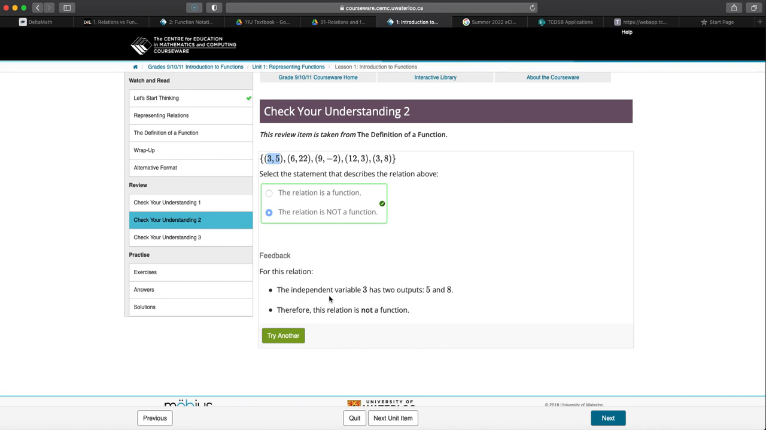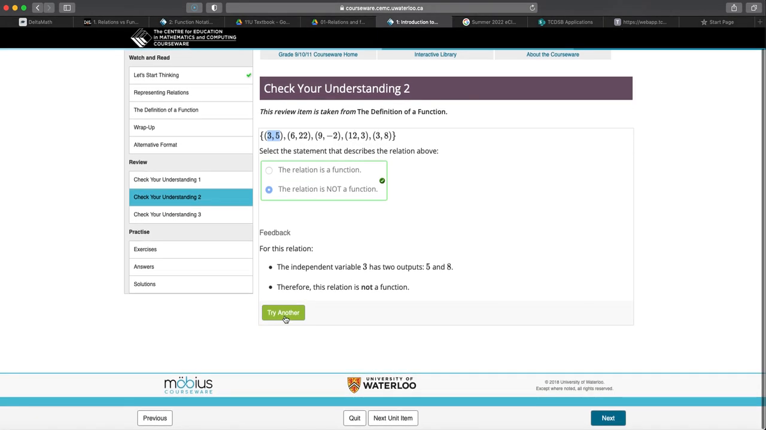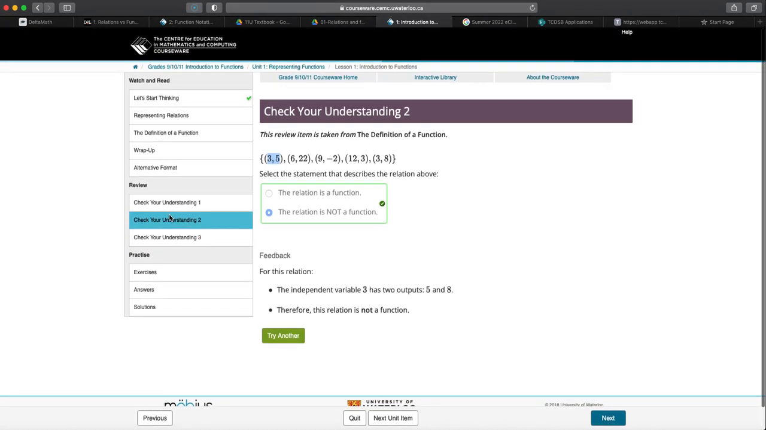And I got that correct. It says the independent variable 3 has two outputs, 5 and 8, and therefore is not a function. If you want to try another, you can, or you can move on to the next unit.